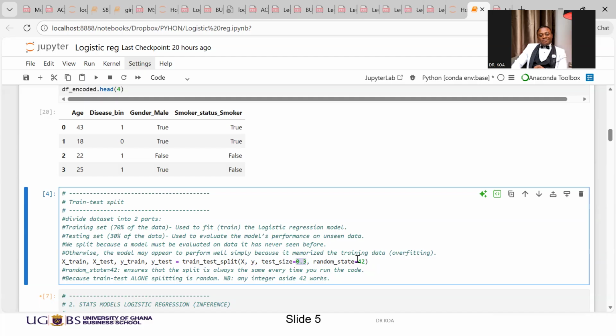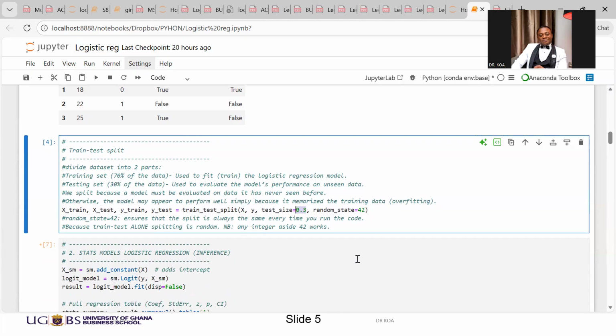You can use any number, any integer will work. The 42 randomness ensures that the splitting is always the same anytime you run the code. Other than that, if you don't do that, anytime you run, it will do a kind of simulation and give you different results. So it's still going to be 70 against 30, but some of the observations will move and split and go and join another. Some of those that were in the 30 before will go and become the 70 and all of that. But here you want it to remain. Okay. So run your splitting. It's something you do automatically.